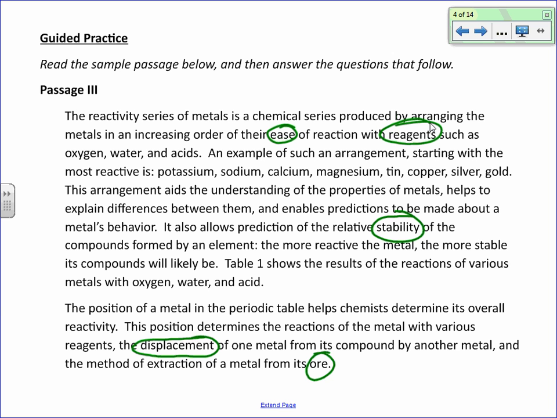Is it defined for us in the passage? No, it is not. All right, but you have heard a word that is similar to that before. What does that word ease mean? Easy, yeah. All right, so it's in arranging the metals in increasing order of their ease of reaction. So it's essentially how easy do they react with something. How easily is it to get this thing to react with something? All right, of reaction with reagents such as oxygen, water, and acid.